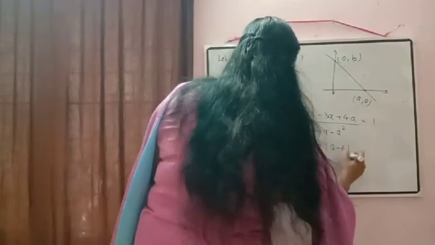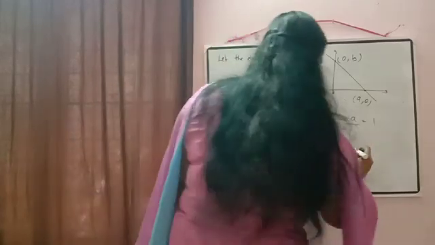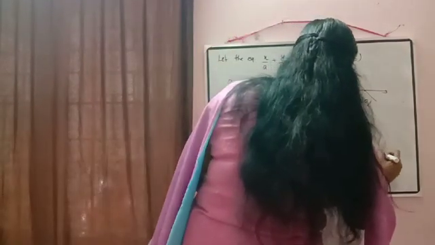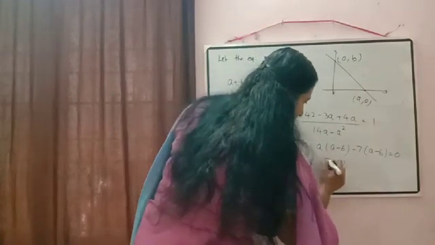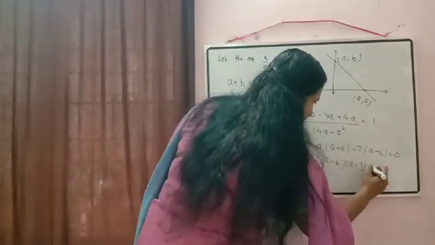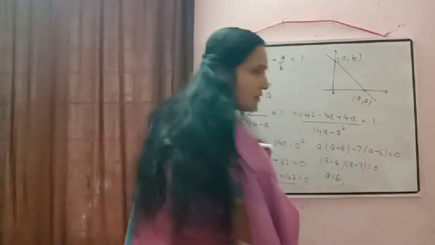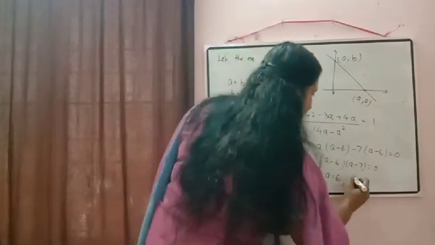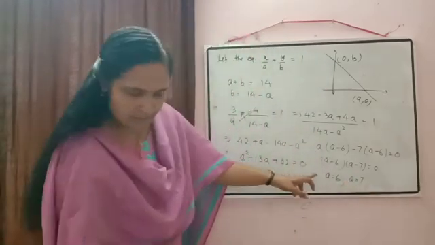Common factor in these two terms, a taken outside. Then inside the bracket it will be equal to a minus 6. From these two common factor is minus 7. So again inside the bracket we will get a minus 6. So we are getting here a minus 6 into a minus 7 is equal to 0. So either a minus 6 is equal to 0, then we will get a is equal to 6 or a is equal to 7. So we got the value of a.